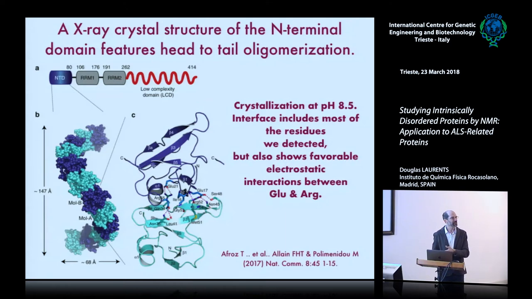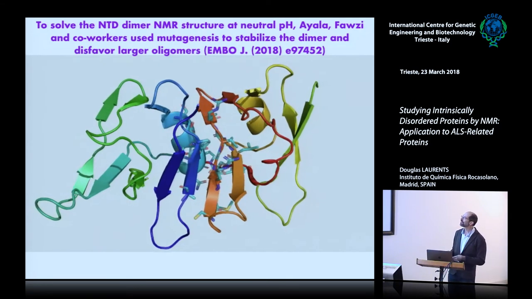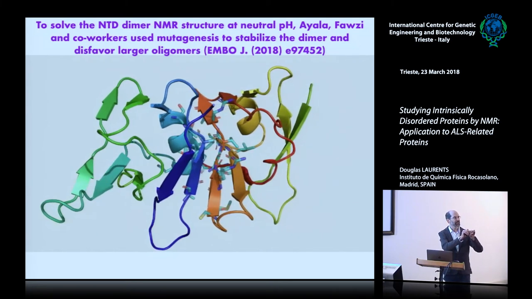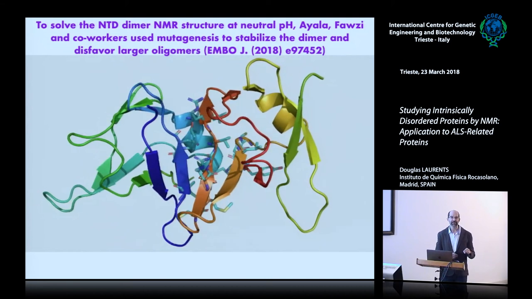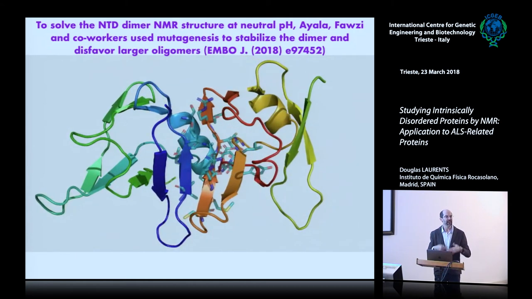With crystallography, there's a possibility that things might be different in solution. So, you know, the best thing would be to make a solution structure by NMR at neutral pH. And this was the next advance that was taken this year. So the group of Fauzi and Alaya, who also, I think, worked here some years ago, took the next step forward. They made a mutant which was specially designed to stabilize the dimer and to prevent additional oligomerization. And with that mutant, they could confirm the structure of the head-to-tail dimerization configuration that was proposed by Palimendiu. They also showed that most of the residues we originally saw are also present in the interface, but there's also the arginines and glutamates that were seen by Palimendiu's group.